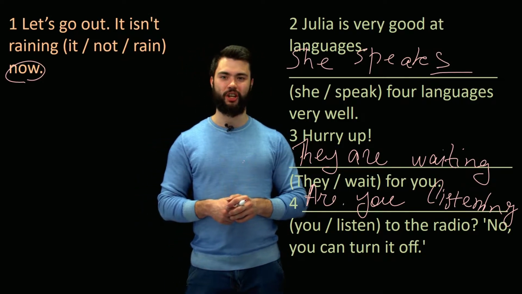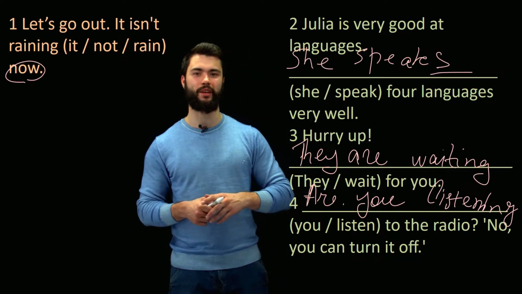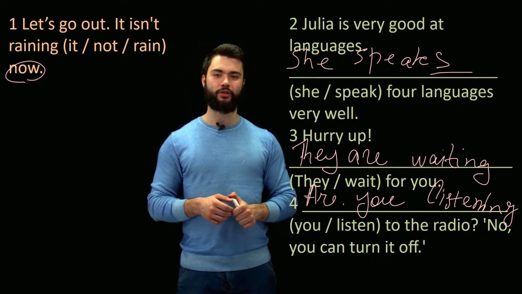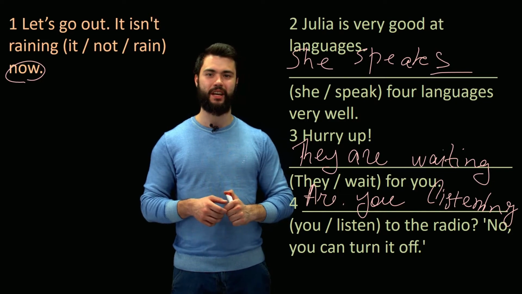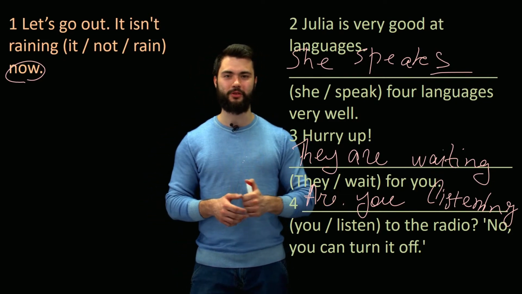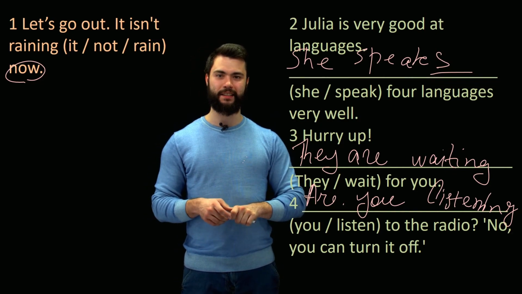So, in a nutshell, we use the present simple tense when the action is regular or repeated, and on the contrary, we use the present continuous tense when the action is happening at the moment of speech. Remember the use and remember the forms, and see you later.